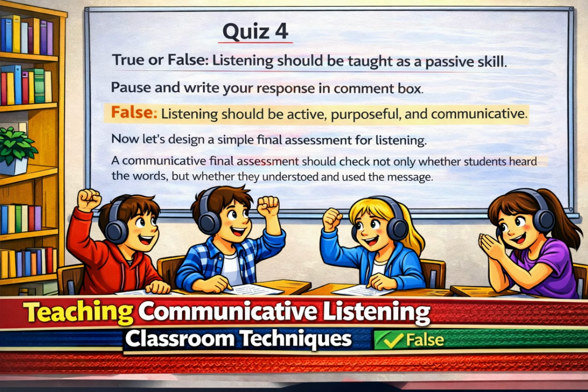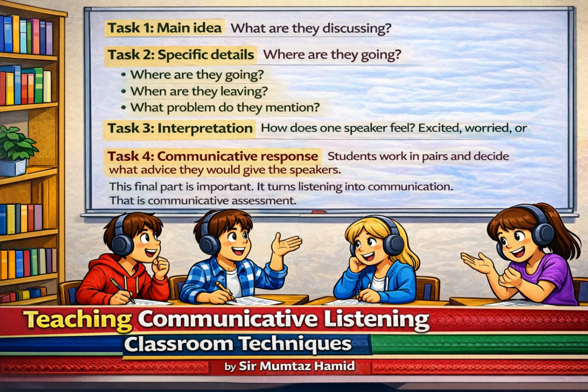Task 1. Main idea: what are they discussing? Task 2. Specific details: where are they going? When are they leaving? What problem do they mention? Task 3. Interpretation: how does one speaker feel? Excited, worried, or confused? Task 4. Communicative response: students work in pairs and decide what advice they would give the speakers.